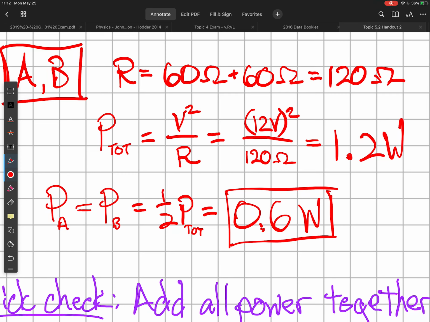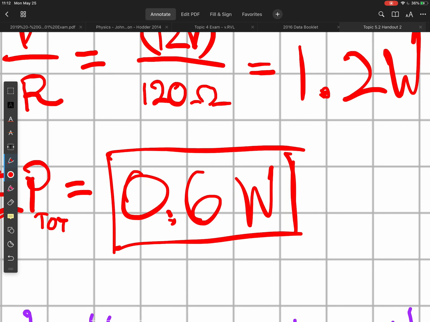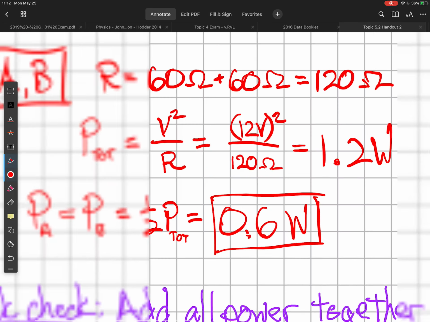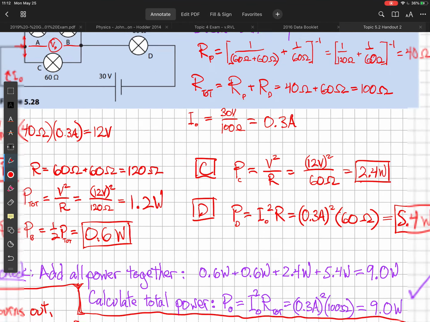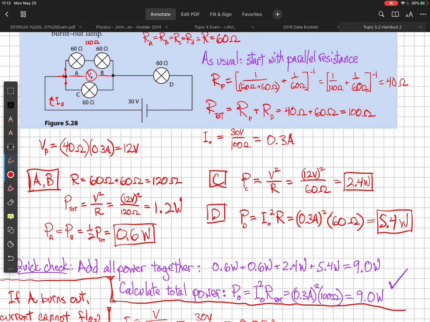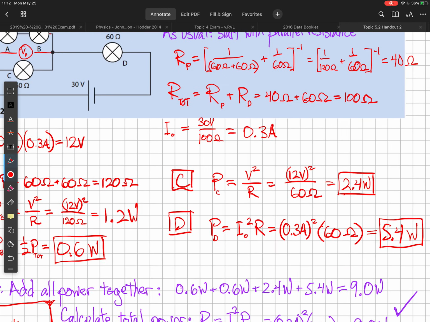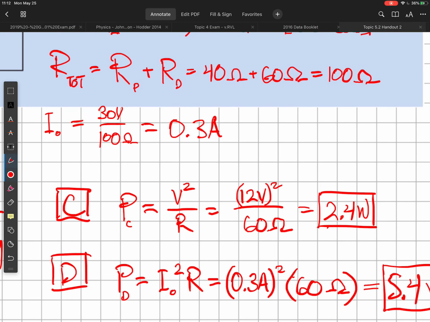Okay, the only reason we can do this is because they have the same resistance. If their resistances were different, then things get slightly trickier. We just have to allocate a proportionate amount of power to each resistor. All right, for resistor C, then we have 12 volts squared divided by 60 ohms, 2.4 watts.